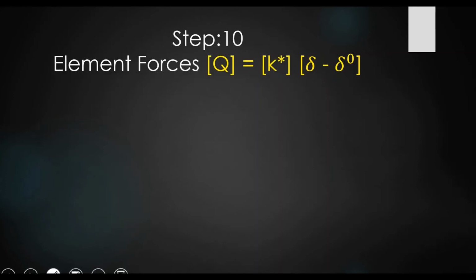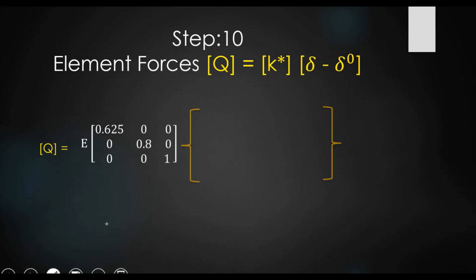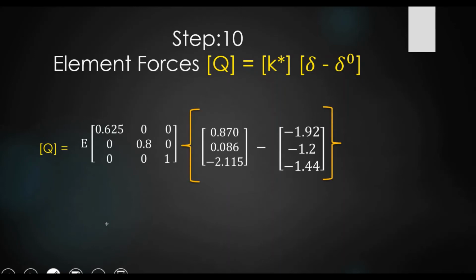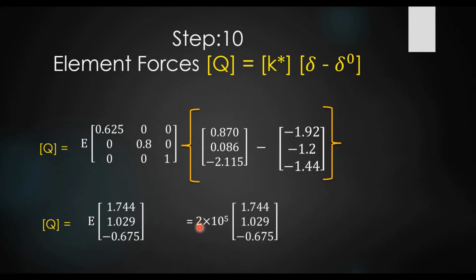Now the last step is to find out the element forces. Just multiply K star and the difference between delta and delta 0. So you will get the answer as 1.744, 1.029 and minus 0.675 into E. Now here we will apply the value of E, that was 2 into 10 raised to 5 megapascal. 1 megapascal is 1 Newton per mm square.